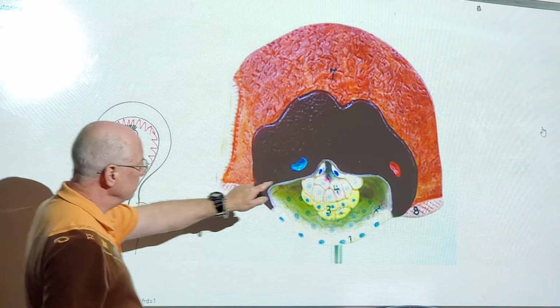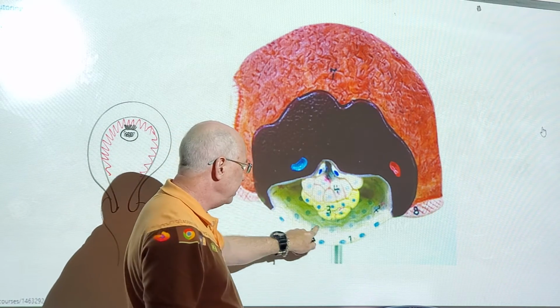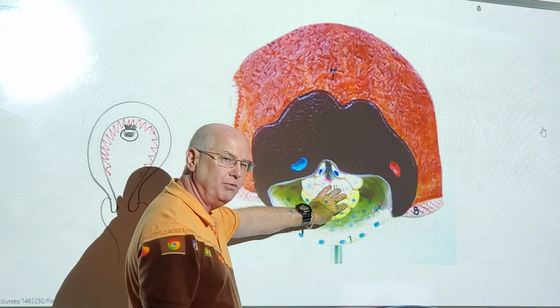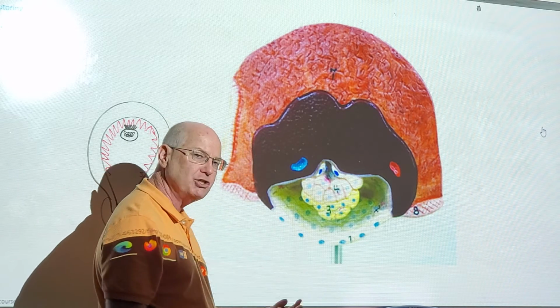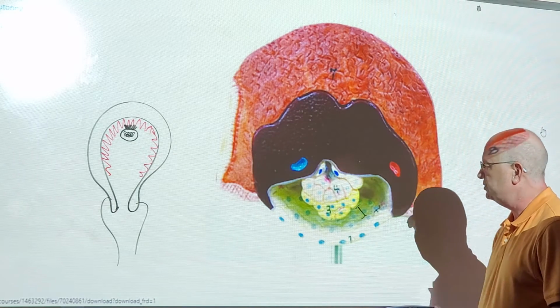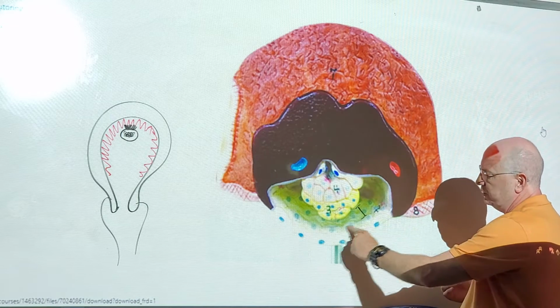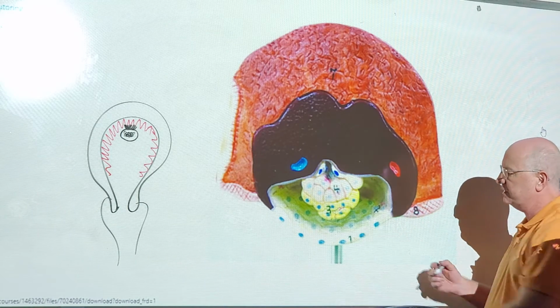The little empty space inside here is going to become the amniotic cavity. This area out here is going to be outside the embryo. It's going to be called the blastocele, or the extraembryonic coelom. This space. Extraembryonic means outside the embryo. And so this space here is called the blastocele, or the extraembryonic coelom.